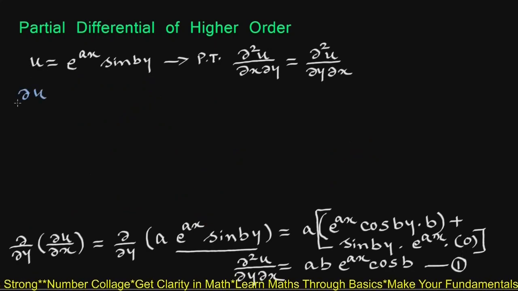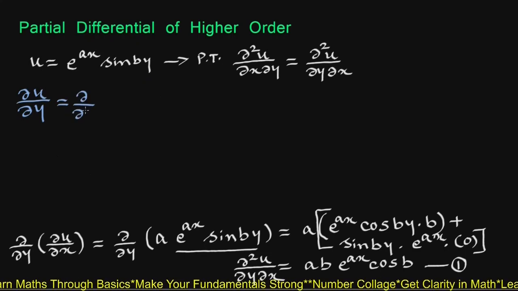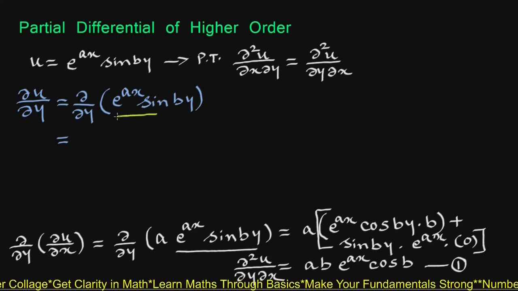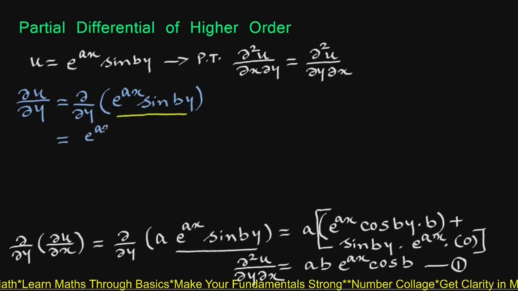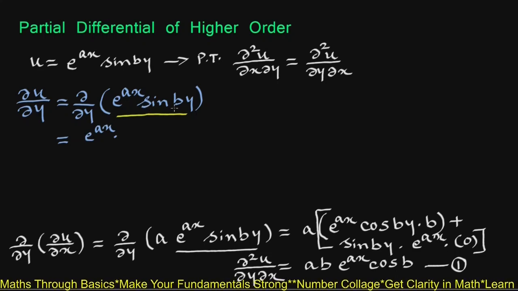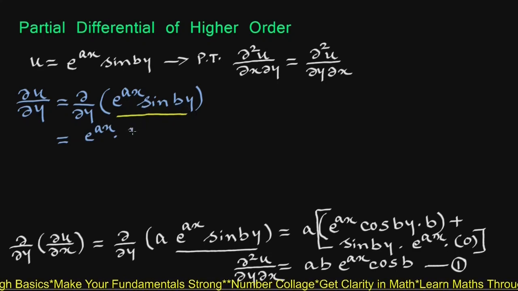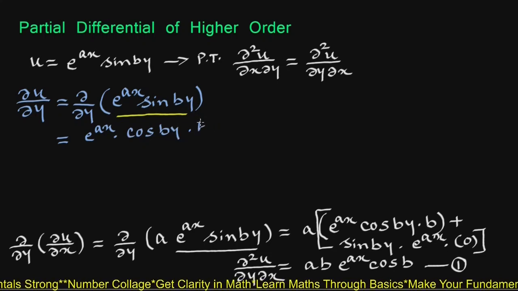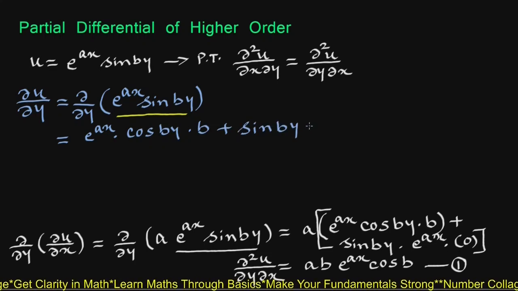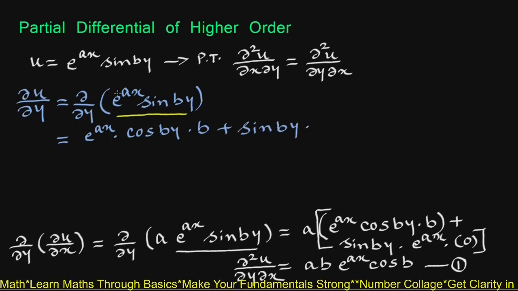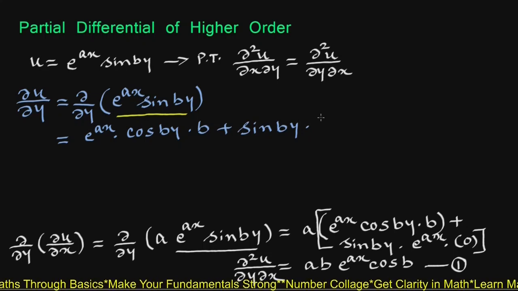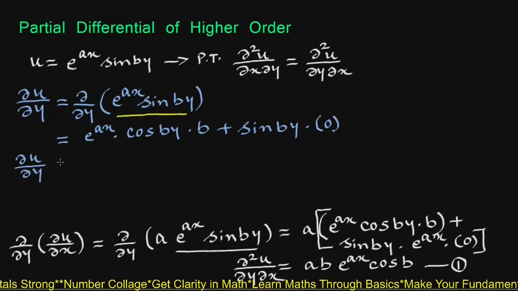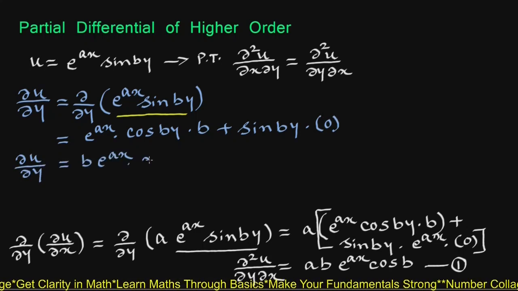Next we find ∂u/∂y, which will be ∂/∂y of e^(ax) sin by. Again using the product rule, for the first function e^(ax) into the partial derivative of sin by with respect to y will be cos by into the partial derivative of by with respect to y, which is b, plus the second function sin by into the partial derivative of e^(ax) with respect to y, which will be 0 because it is a function of x. So ∂u/∂y is b e^(ax) cos by.